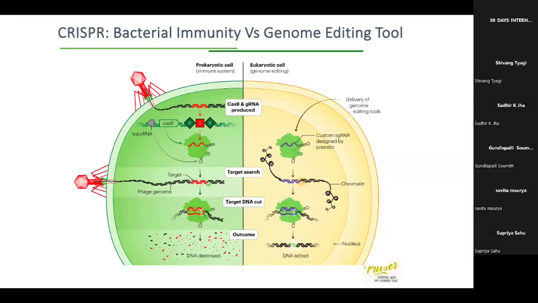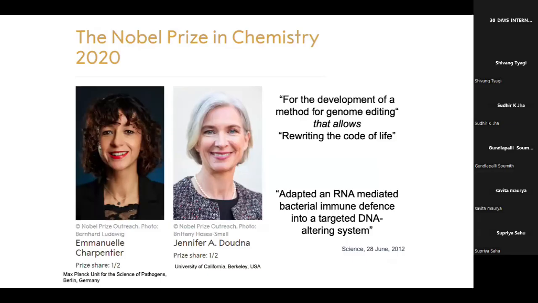This mechanism was actually used, and our genome editing tool has been accordingly designed, exploiting this system. These are the two scientists, Emmanuelle Charpentier and Jennifer Doudna. They got the Nobel Prize for developing the CRISPR-Cas9 system, the Nobel Prize in Chemistry 2020.